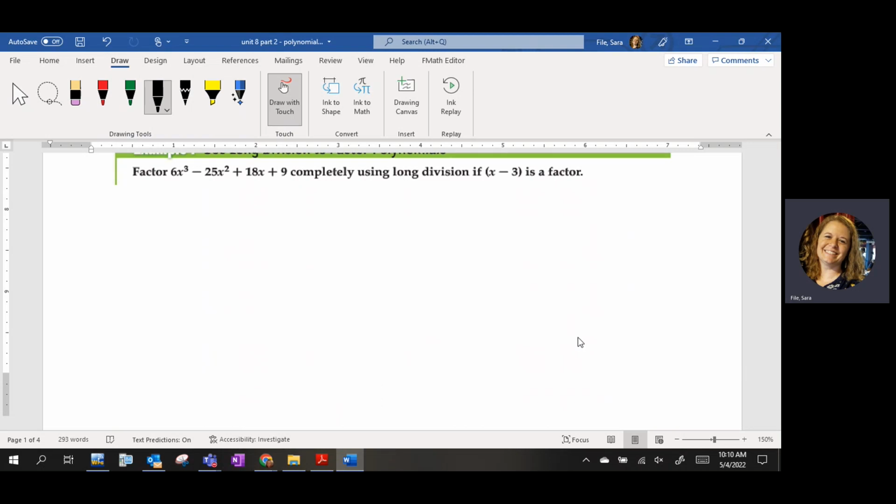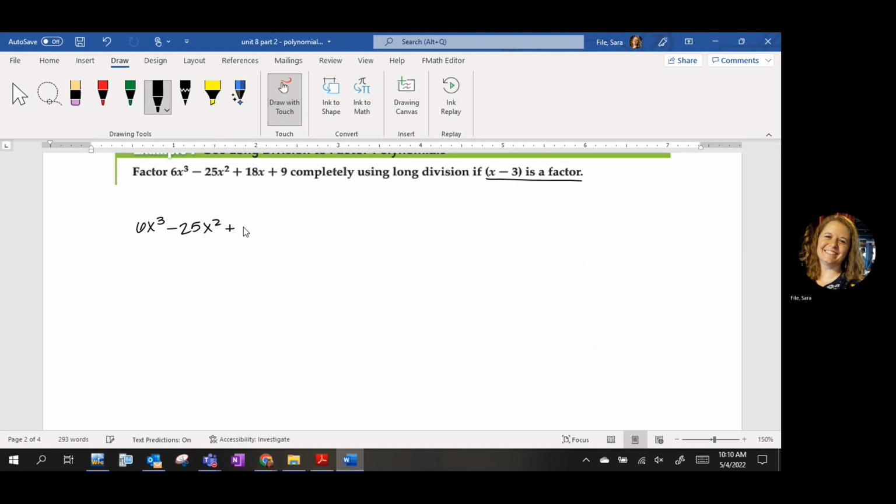All right, so let's try it. I'm going to factor this function completely using long division if x minus 3 is a factor. If it is a factor, that tells us we should get a remainder of 0, okay? If they're telling us it's a factor and we divide it and we get a remainder, we've probably made a mistake somewhere. Okay, so I'm going to write out 6x cubed minus 25x squared plus 18x plus 9, no placeholder needed, divided by, and then x minus 3 is the divisor.